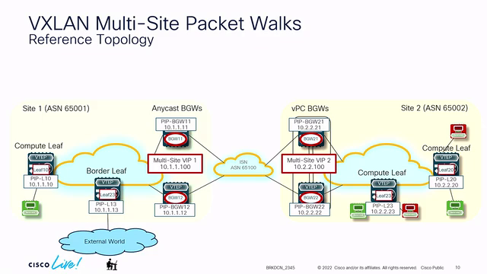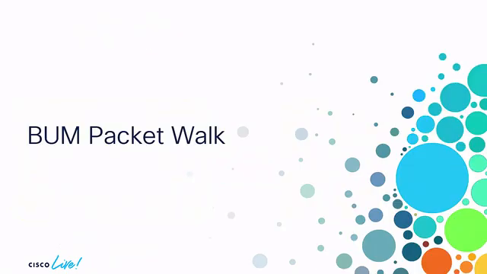And also, probably you're wondering, could I combine some of these functionalities on the same leaf? Absolutely, right? You could have VPC border gateways being also compute leaf. You could have Anycast border gateways being combined with the spines. We have lots of flexibility in how you build the topology, but to make you better understand the packet walk, I created these different devices, so separated in the slides. So without any further ado, let's start with the BUM packet walk.